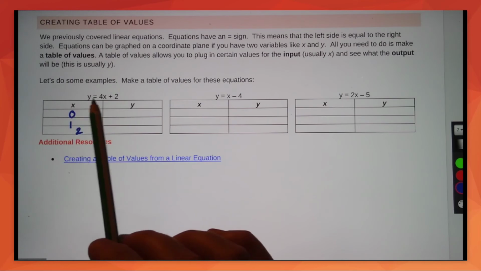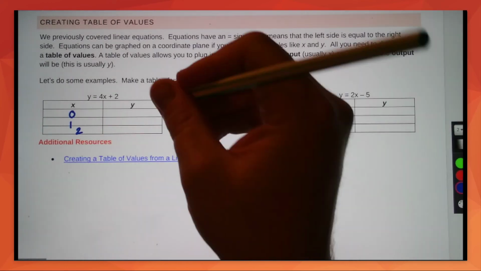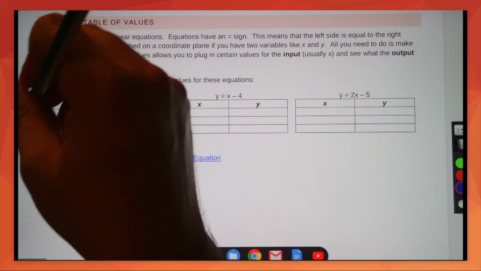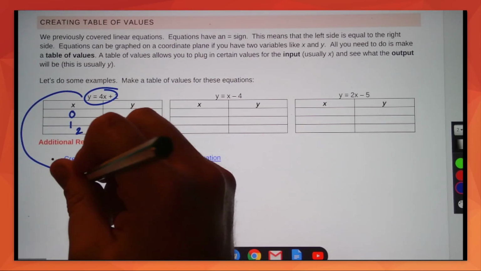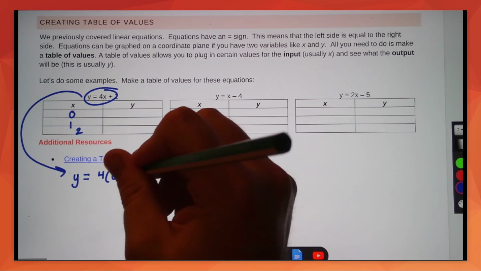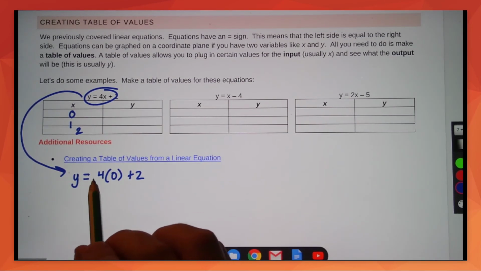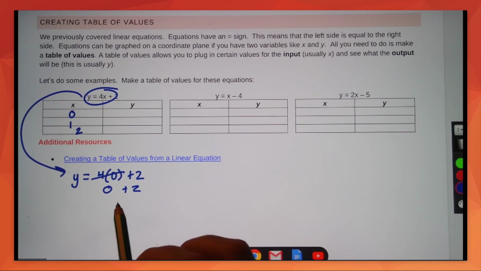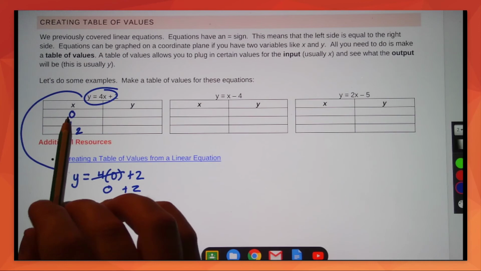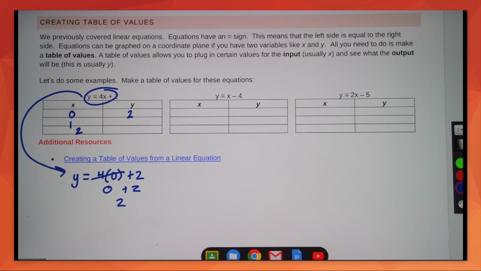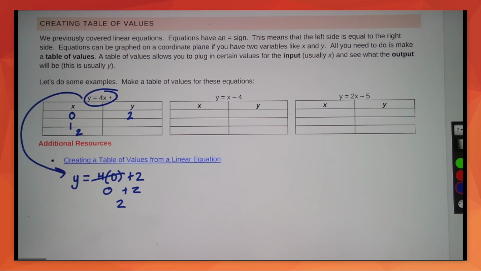If I were to plug in 0 for x, I'm going to do all this work right here, okay? y equals 4 times 0 plus 2. So 4 times 0 is 0, and 0 plus 2 is 2. So when x is 0, the y value is 2, okay? That is it. It's not going to be anything else when x is 0. And that is what we're controlling, the number that we're plugging in or inputting into this equation. We don't control the output, we just calculate what the output is.